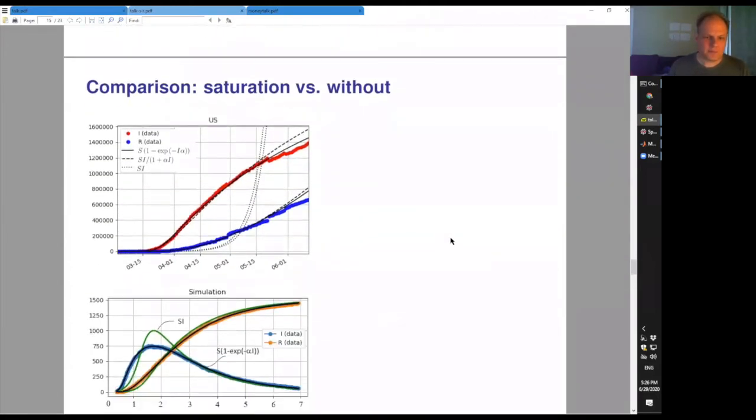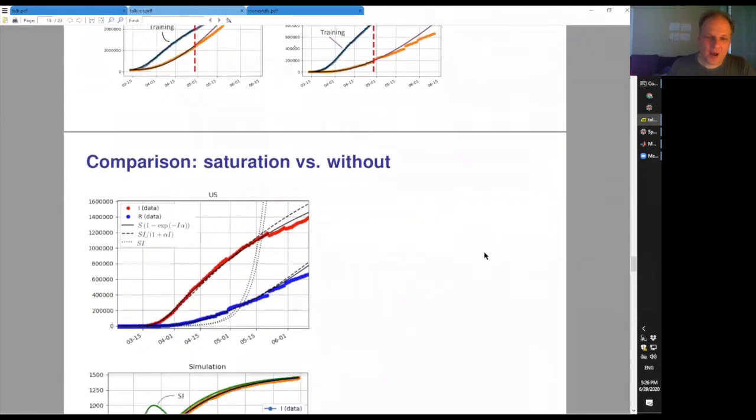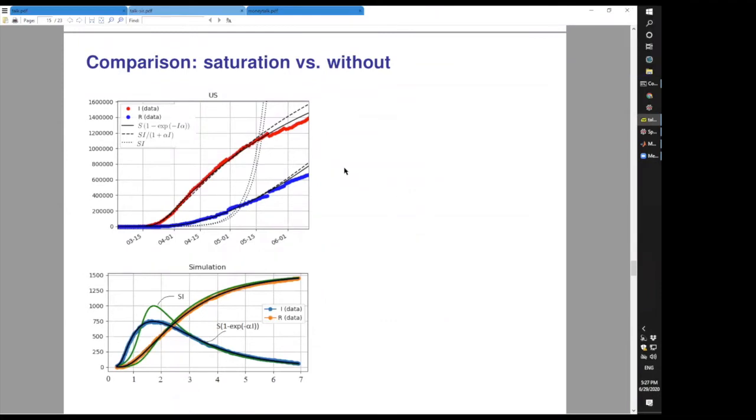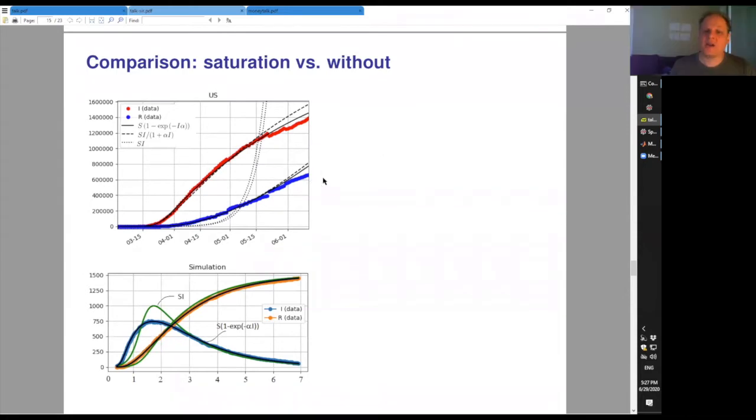Okay. So now, if I try to just fit the standard S-I-R model with no saturation at all, let's say I take the US data, it gives me kind of garbage, basically. It doesn't work at all. If I just try S times I instead of this saturated term, I get this kind of curve. That's the best fit, which is kind of garbage. It cannot capture the data at all.